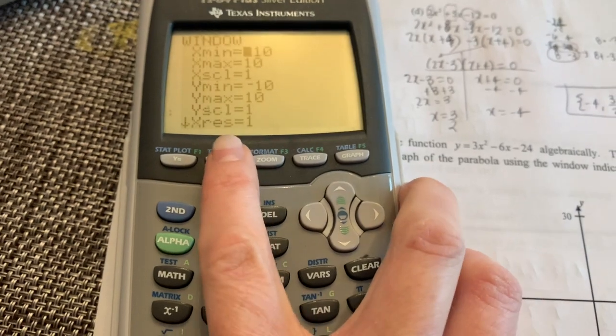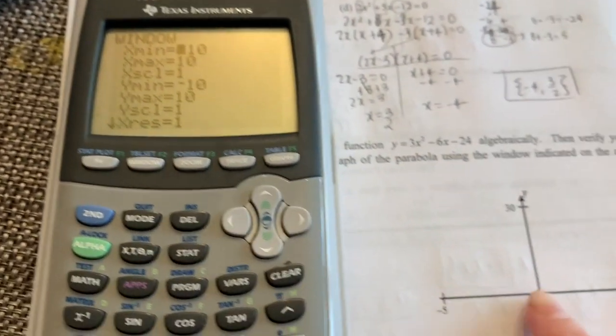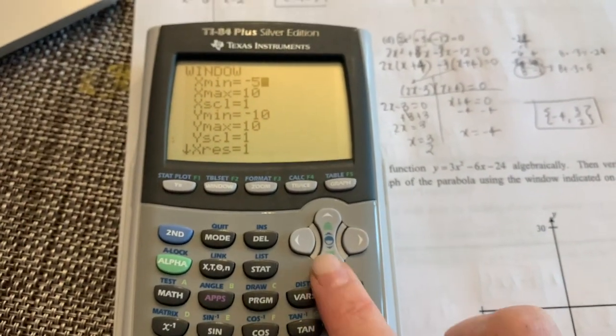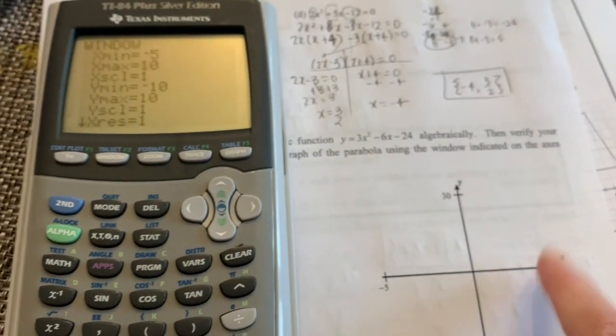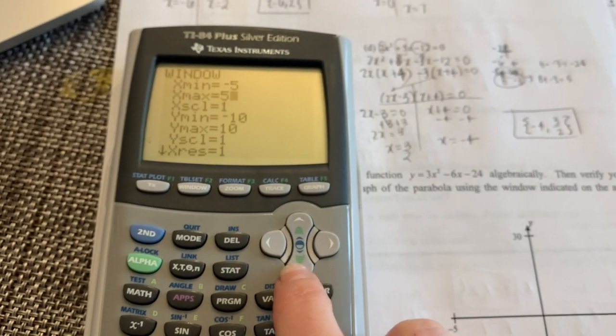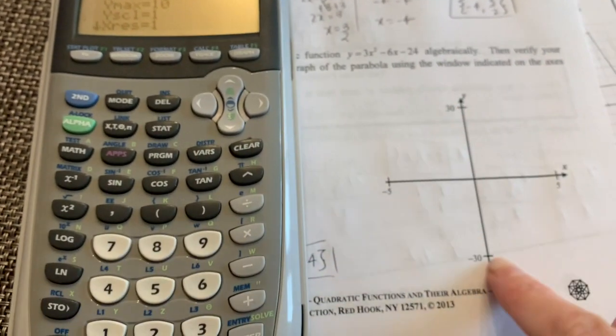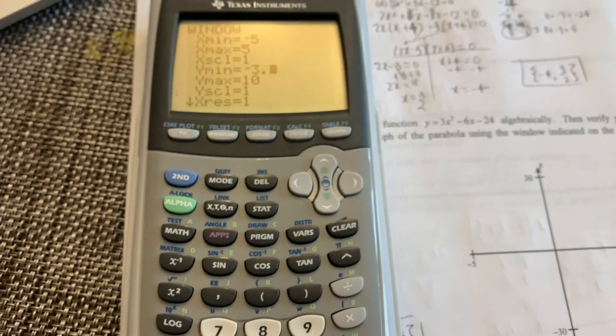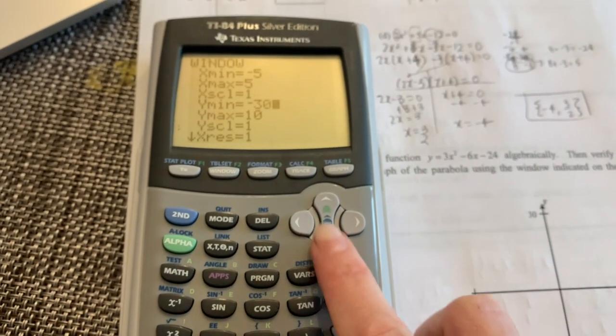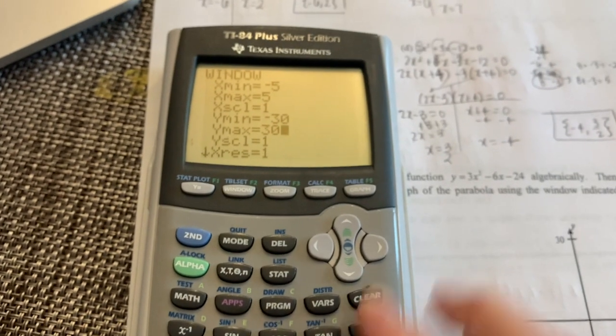And before I graph it, I'm going to go into my window and change. X min should be negative 5. X max should be positive 5. Leave your scales alone. The y min now is negative 30. And my y max is positive 30. Let's take a peek.